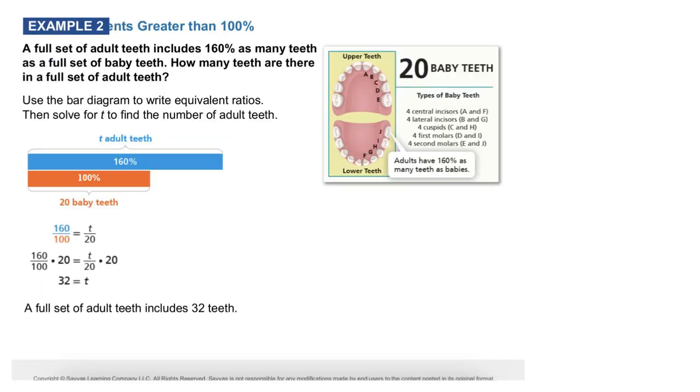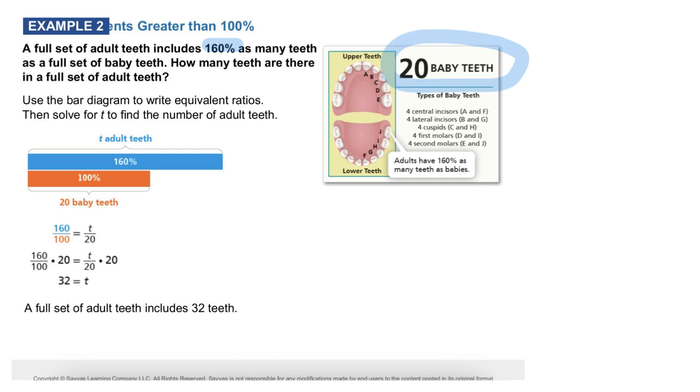All right, we're on example 2 at the top of page 145. A full set of adult teeth includes 160% as many teeth as a full set of baby teeth. How many teeth are there in a full set of adult teeth? So there's some data over here that we're going to be using as well.